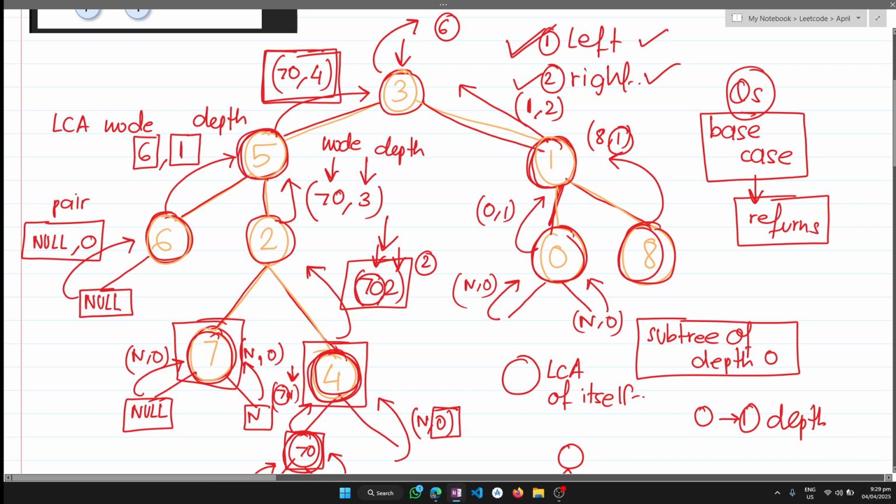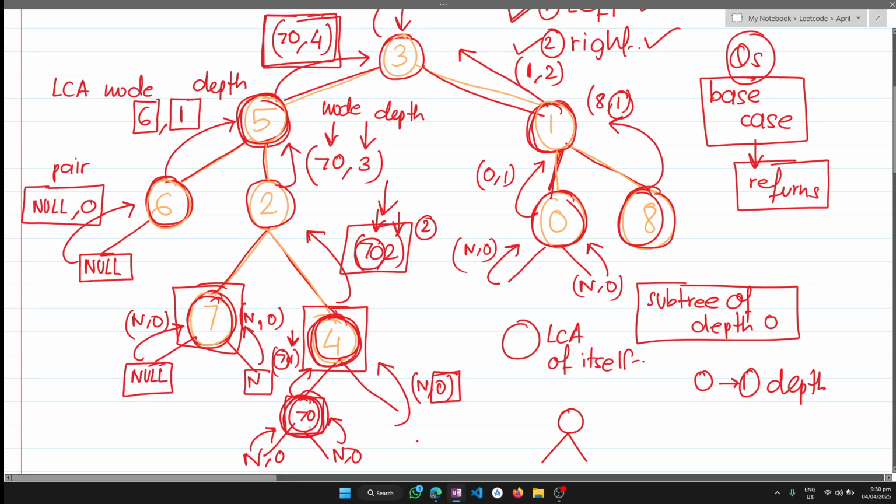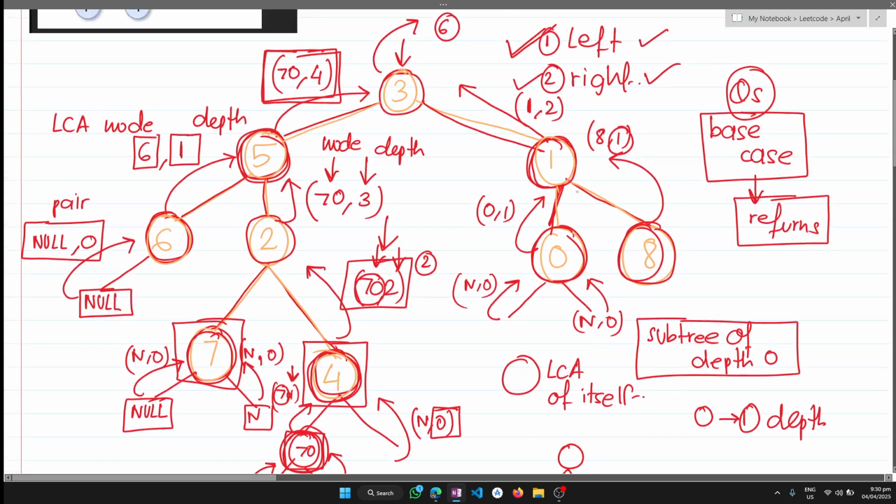So I can say that the left subtree has the lowest common ancestor of the deepest leaf as 70 with the depth 4, and from the right subtree I have the lowest common ancestor of the deepest leaf as 1 with the depth of 2. Which depth is greater? Obviously this one.